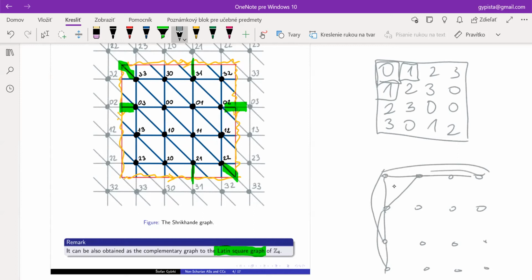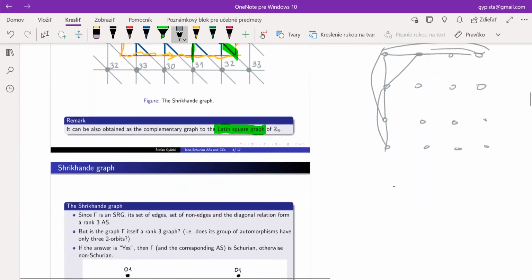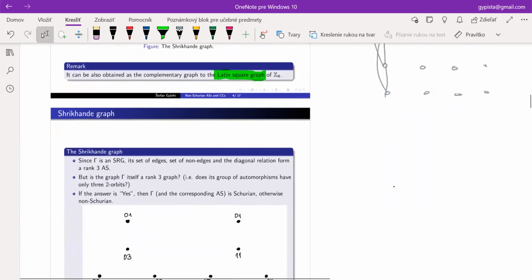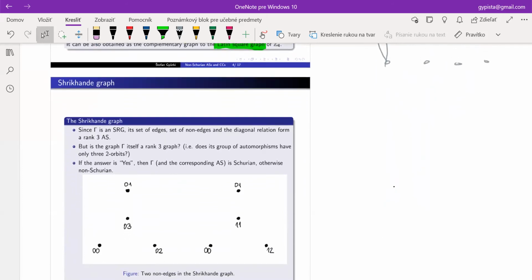So in this case, you obtain that, for example, this cell is connected to these three vertices, to these three vertices, and to these three. That means you are obtaining a regular graph of valency 9. And if you make the complement, then you are obtaining a graph which is regular of valency 6. And precisely this is the Shrikhande graph. Okay, but let's go back to our task to prove that this graph is non-Schurian.